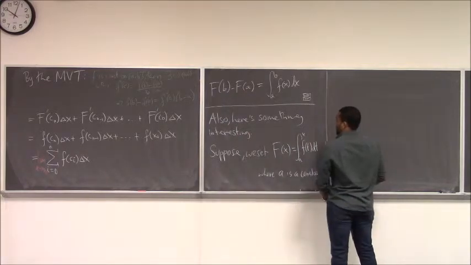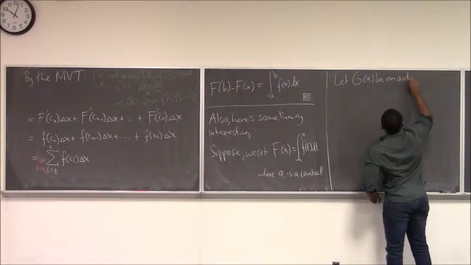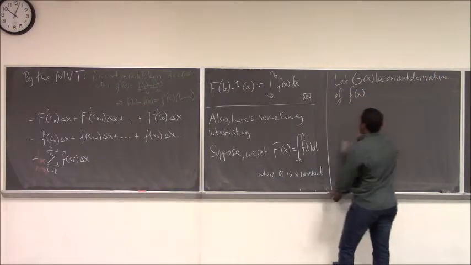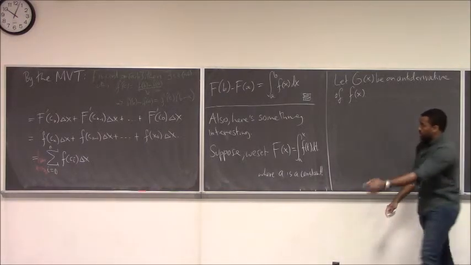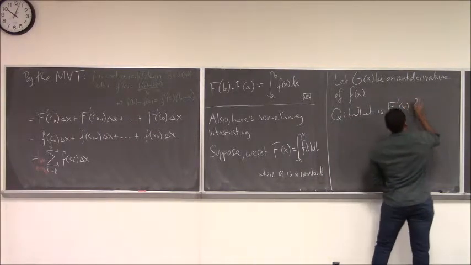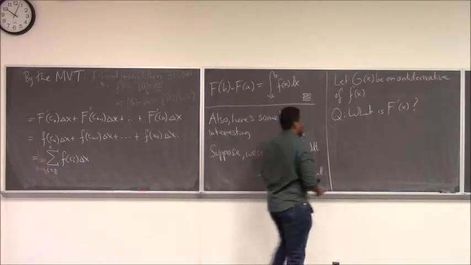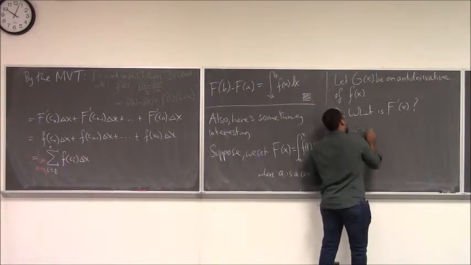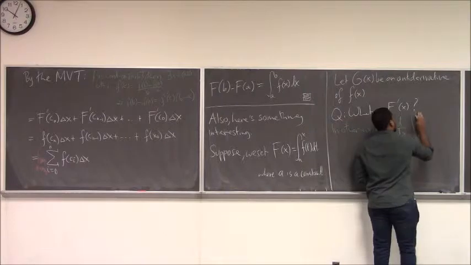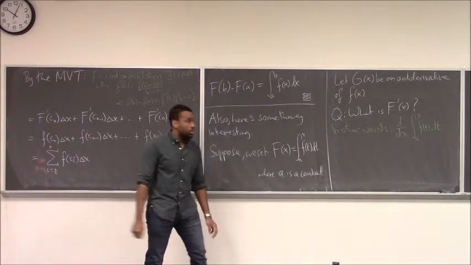And let g of x be an antiderivative of the f, right? So that means if I take the derivative of g, I get the f. Now here's the question. What is F prime actually equal to? Or in other words, what do you get if I would differentiate this expression? What happens when you differentiate an integral? This is the question I'm asking.